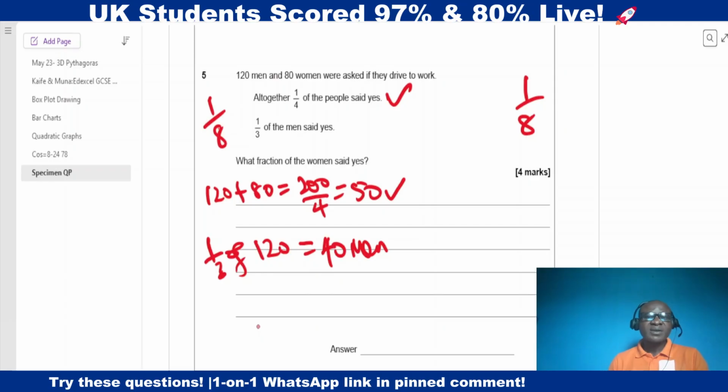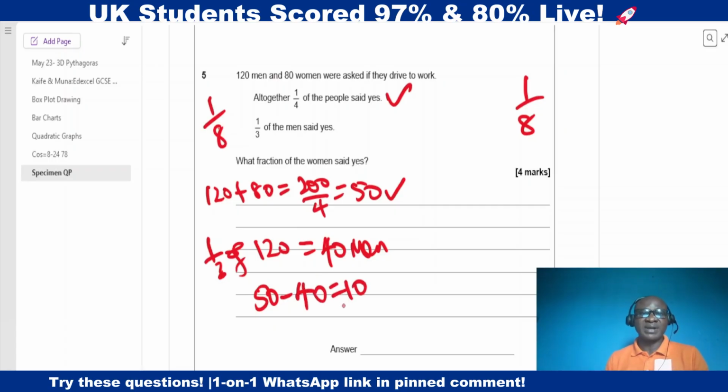And I did 50 minus 40 to get how many women said yes among the people who said yes. Since all the people who said yes are 50, then the men that said yes are 40. So you want to get the number of women. All right, so that is 10.